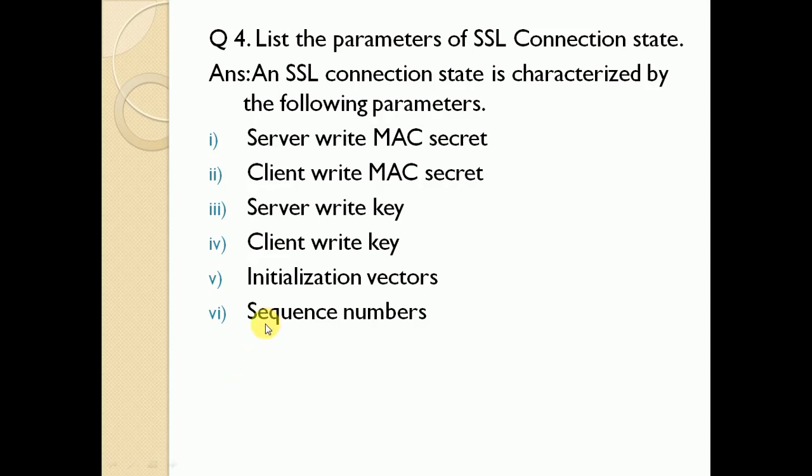Okay. Next one is the sequence numbers. Here each party maintains a separate sequence number for transmitted and received messages. What are they doing? They are maintaining separate sequence numbers for transmitted as well as received messages for each connection. So these are the parameters used in the SSL connection state.